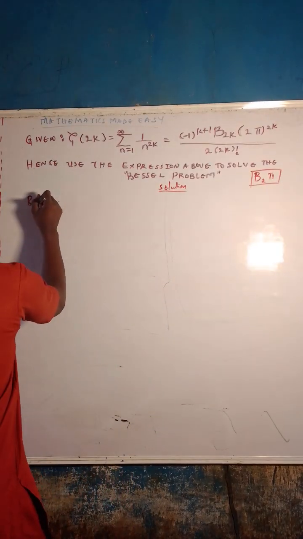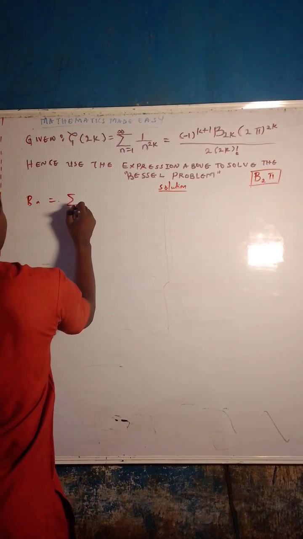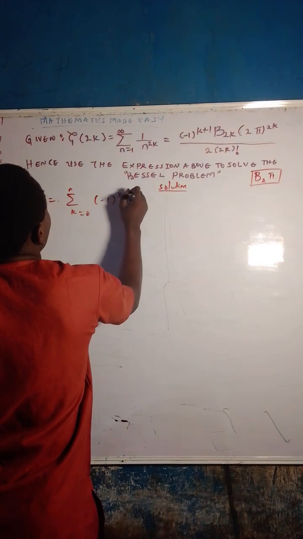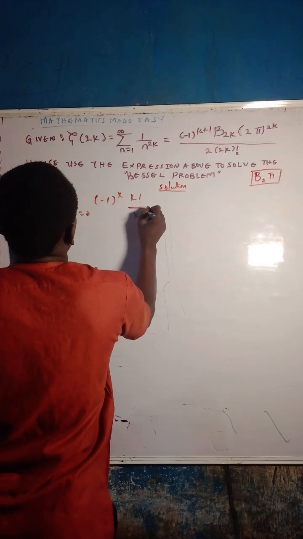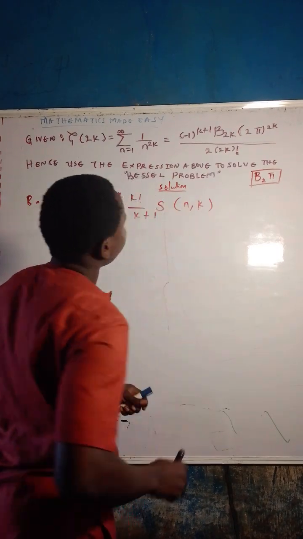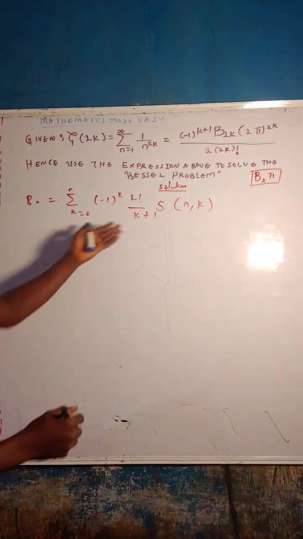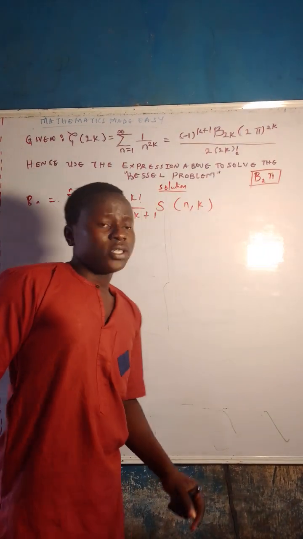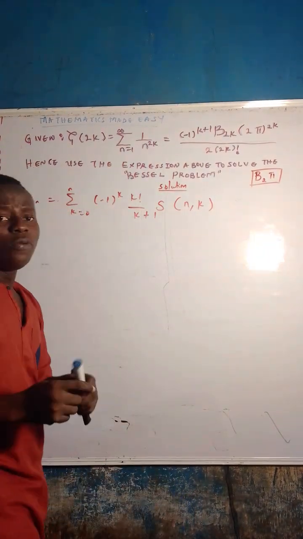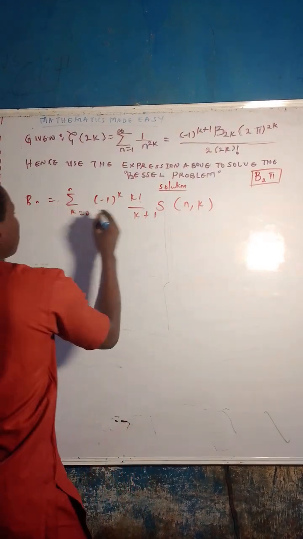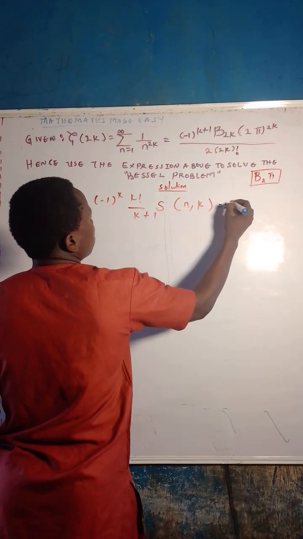So B of n equals the summation of k from 0 to n of (-1) raised to the power of k multiplied by k factorial over k plus 1, then multiplied by the Stirling number S(n, k). Beautiful. So we have this beautiful formula to know B of 2. In this case, n will be equal to 2.